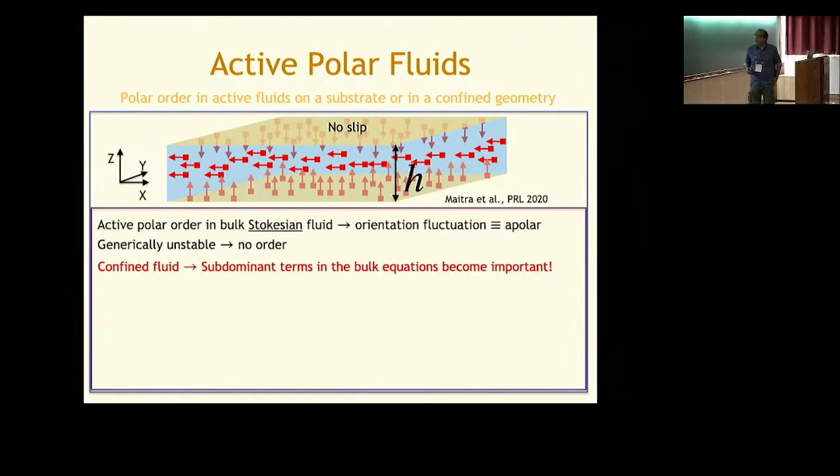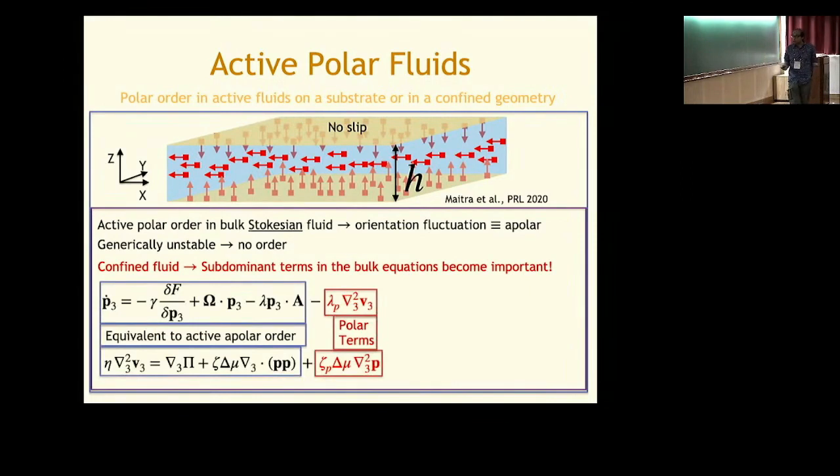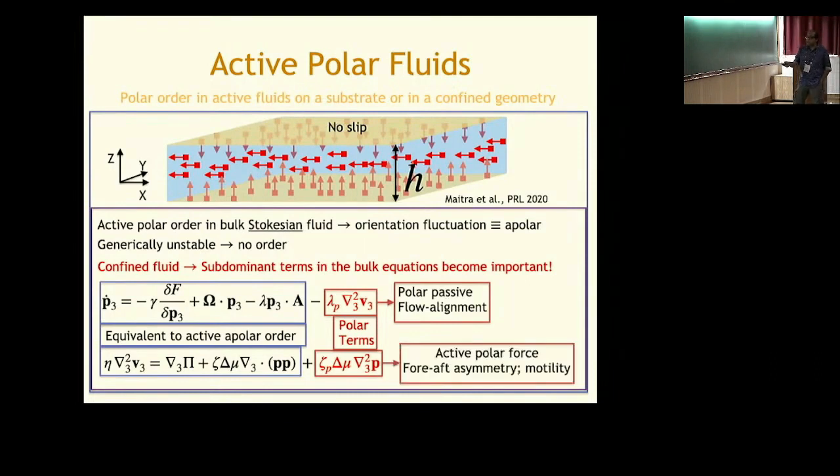By now we are used to the idea that in confined fluids, subdominant terms in bulk equations can become important. And there are two such terms in the polarization equation, in the polar theory. One is a del squared V-like term, which tells you that in addition to aligning along the strain rate, a polar object can align along the curvature of a velocity. And then you have the active polar force density, which was first looked at by Cristina Marchetti, Luca Giomi, and Tanniemola Liverpool, which has one extra gradient on this. So this is the passive polar flow alignment, and this is the active polar force density.